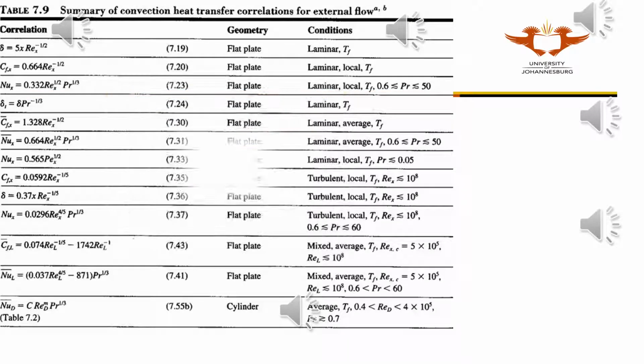In this session, you are going to use correlations to calculate heat transfer coefficients. Correlations for external flow are given in Table 7.9 for different geometries and conditions. You should consider both of these carefully before choosing the correlation to use.